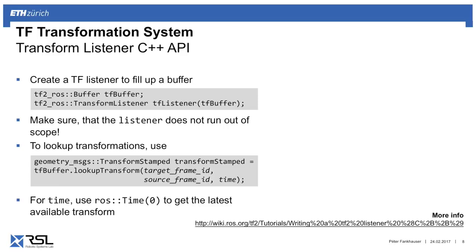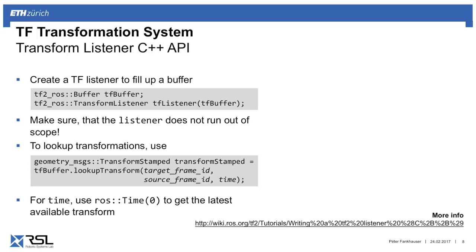Now, to look at transformations, you would use the command lookup transform on the TF buffer. The TF buffer has these commands to also wait for a transform or look up a transform or check if it exists, etc. And then you would say here, lookup transform, first the target frame, then the source frame, from where to where do I want to transform, and then the time at which I want it.